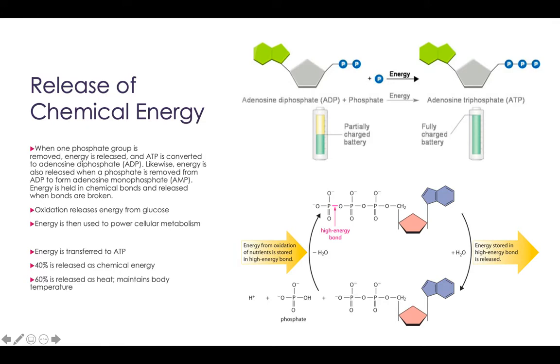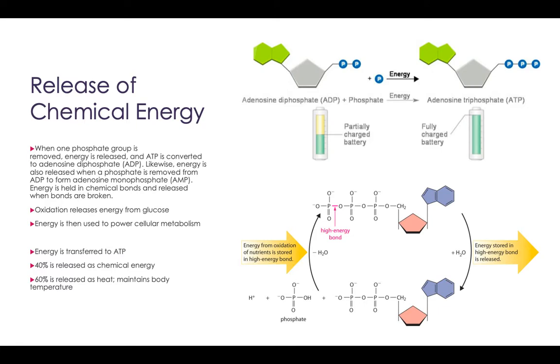Also, the picture at the bottom shows a cycle from ATP going to ADP and ADP going to ATP, showing that it's releasing energy. When energy is transferred to ATP, 40% is released as chemical energy and 60% is released as heat, which maintains the body temperature, which is homeostasis.